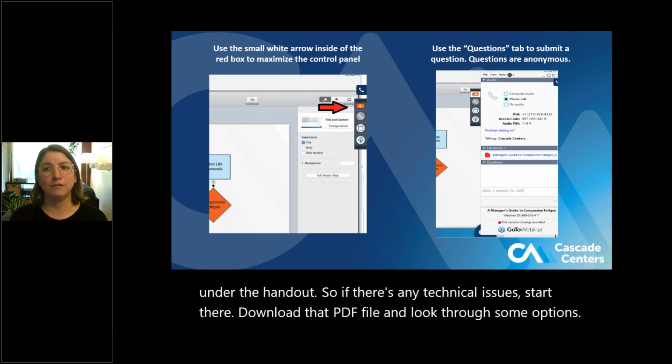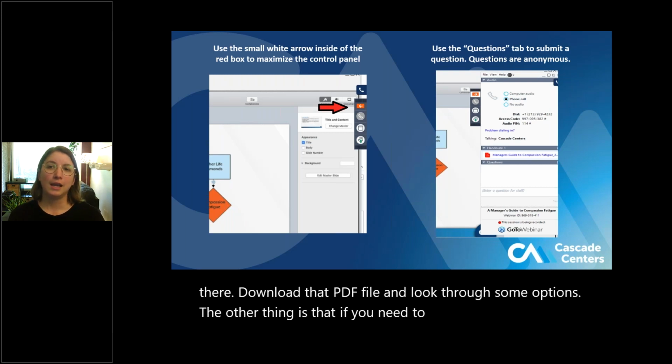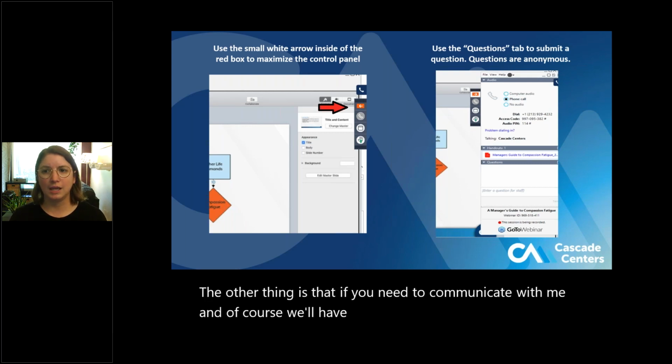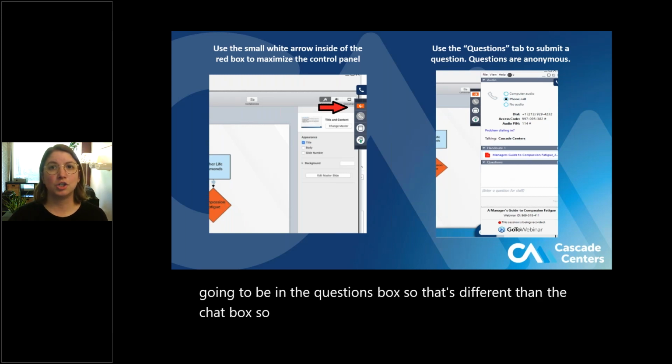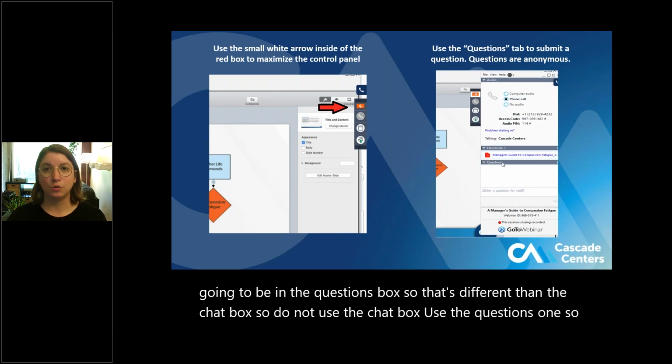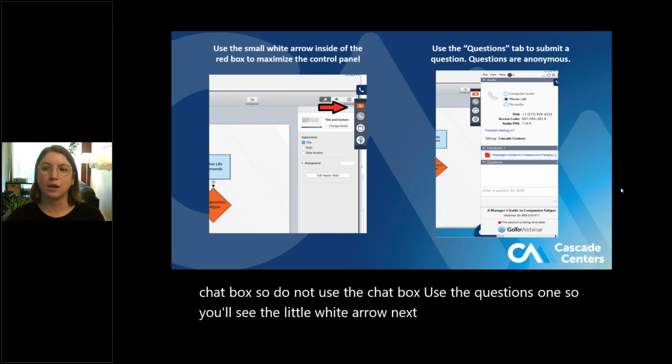The other thing is that if you need to communicate with me, and of course we'll have some time for Q&A at the end, that is going to be in the questions box. So that's different than the chat box. So do not use the chat box, use the questions one. You'll see the little white arrow next to questions. If you click that drop down, you'll type that in.